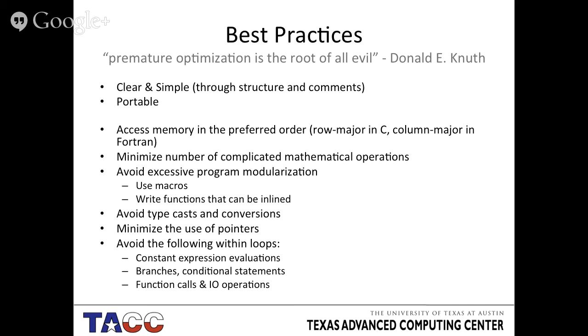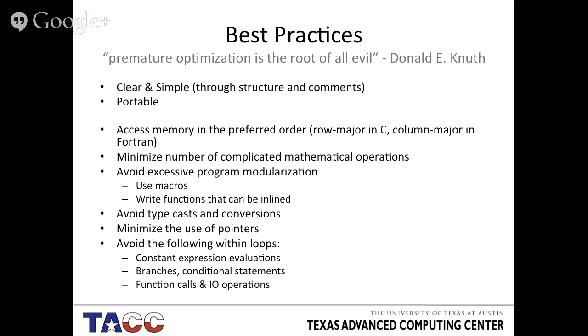There's obviously things that you should always try to do. Things like access memory in the preferred order. Any of you that program in either C or Fortran will be aware that there's a preferred accessing order in either language, which is opposite. And so if you get it wrong, you're going to spend a lot of time trying to access memory just because of the way the cache is refilled with data from memory.